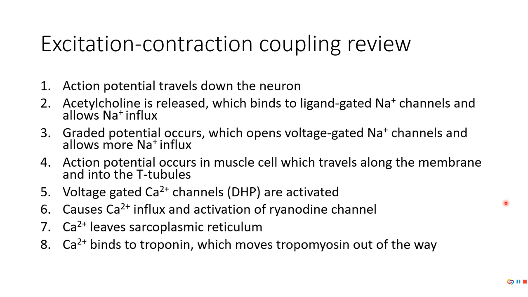Calcium then binds to troponin. This moves tropomyosin out of the way so that the binding sites on actin are open and myosin binds to actin. This process is called excitation-contraction coupling because there's a link between the electrical stimulus or excitation and the mechanical movement of the muscle cell, or the contraction.